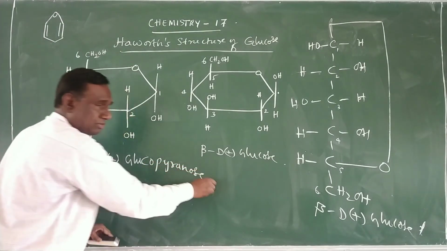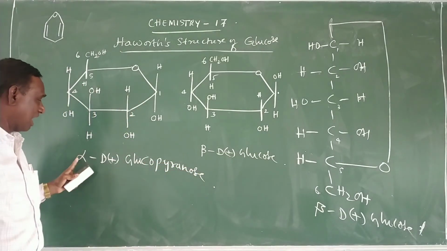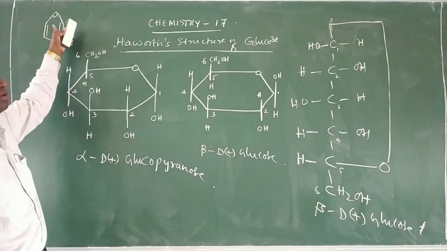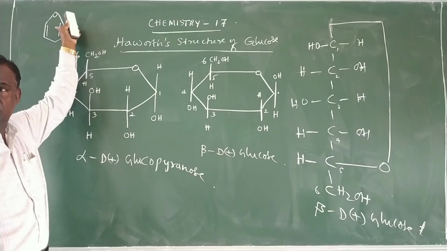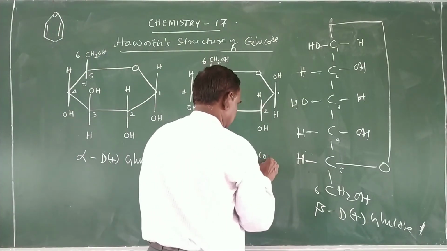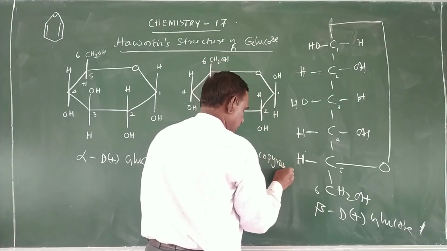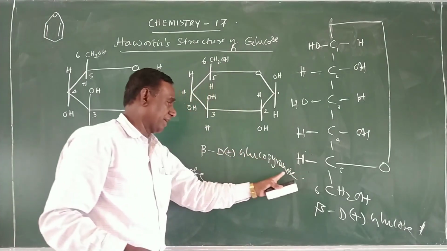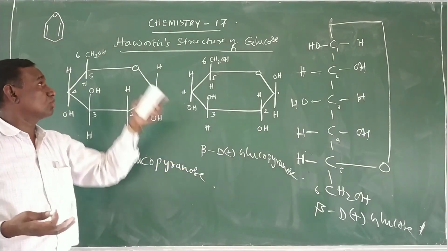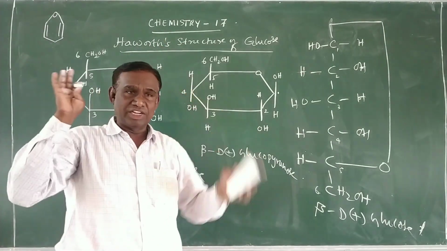So our structure of alpha D glucose is also called what? Alpha D glucopyranose, because it is similar to the pyranose ring. So beta D glucopyranose you can write like this. You can write alpha D glucopyranose, beta D glucopyranose like this, or alpha D glucose, beta D glucose for our structure.